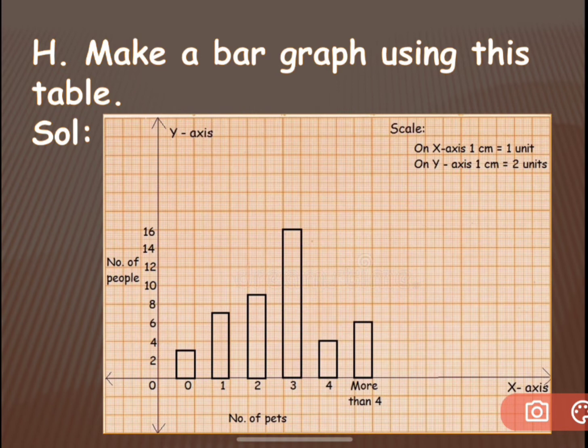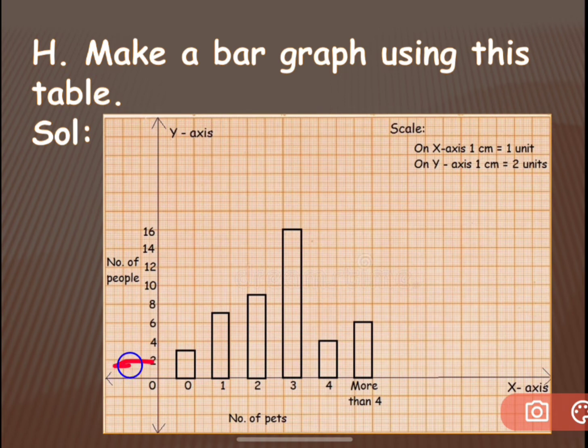See, can you see here, children? Zero pets. So here I have written on the x-axis what you are taking, the number of pets. So zero pets, one pet, two pets, three pets, four pets, more than four pets. On the y-axis you will take the numbers. So here, children, the maximum number is 16. That's why I have taken it.